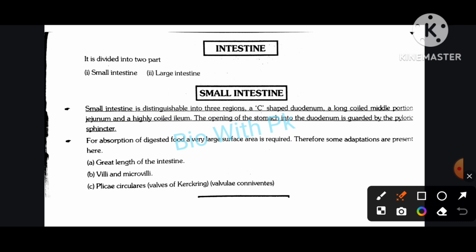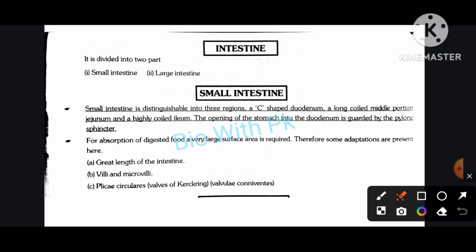Small intestine is distinguishable into three regions: C-shaped duodenum, a long coiled middle portion, jejunum, and a highly coiled ileum. The opening of the stomach into the duodenum is guarded by the pyloric sphincter. For absorption and digestion of food, a very large surface area is required. Therefore, some adaptations are present here.